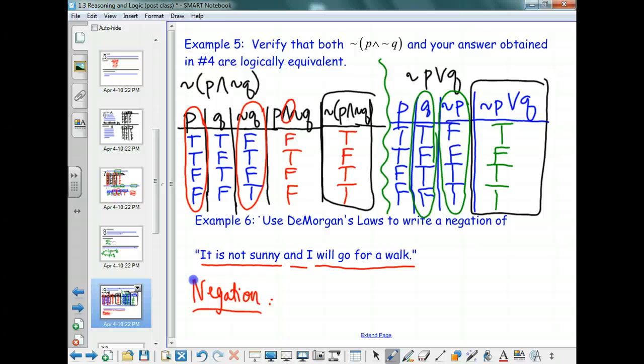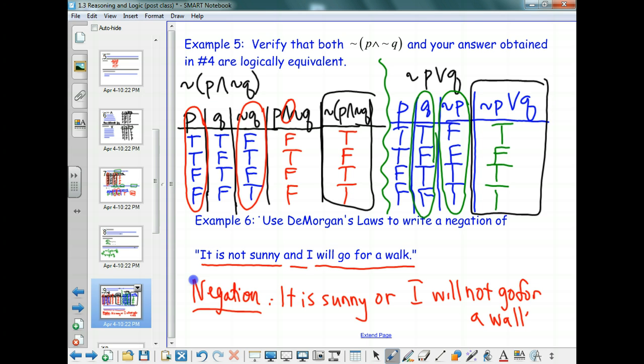It is sunny. Thank you, Beth. So it is not sunny becomes it is sunny. Somebody change the second piece for me. It becomes an or. Thank you, Lauren. So the and becomes an or. Somebody change the third piece for me. I will not go for a walk, yes. Okay, so we just change all three pieces of information.